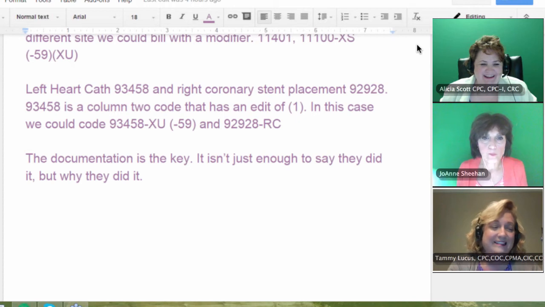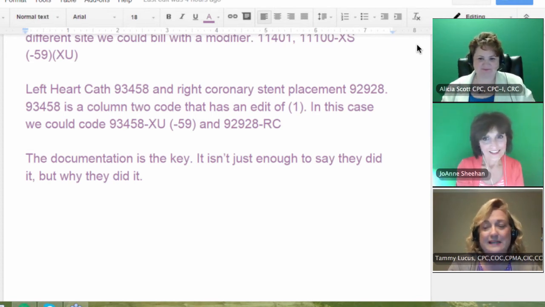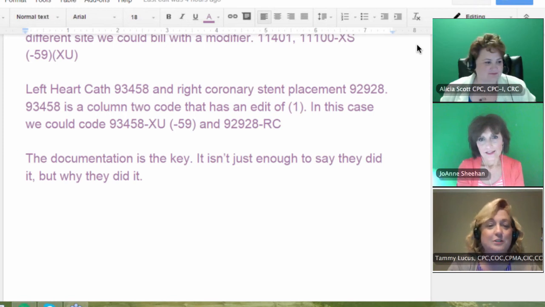Left heart cath. I was disappointed that this became a bundling issue this year. Left heart cath 93458. If we place a stent 92928, those two codes are going to edit out. 93458 is a column 2 code. It does have an edit of 1. So in this case, I would bill the 93458 with an XU or a 59, and then the 92928 with the RC for the stent placed in the right coronary.